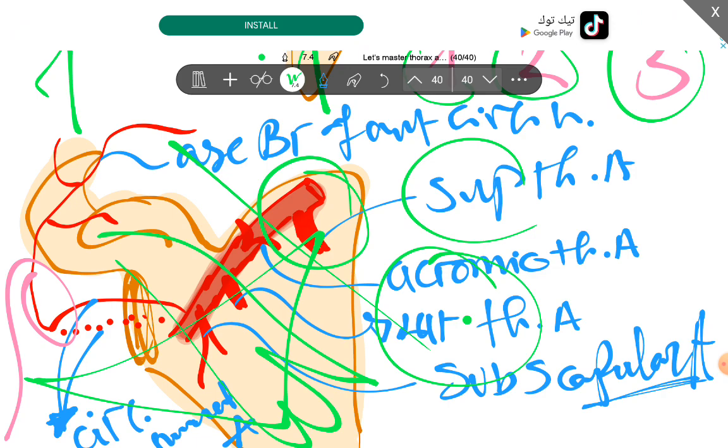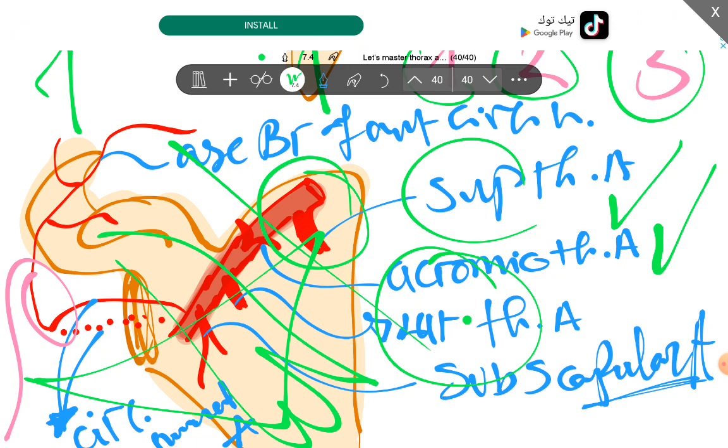So again, what does it supply? The superior thoracic artery should give something that is important: the thoracic wall, the breast, and the pectoral muscles. But since the pectoralis minor is not that important, it just gives the upper border of the pectoralis minor.